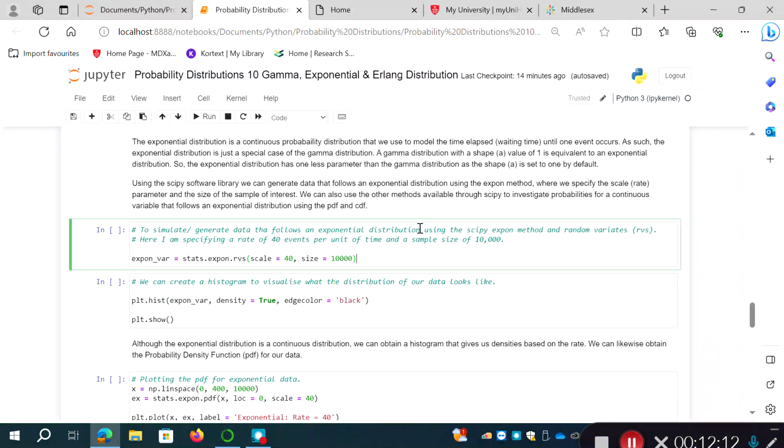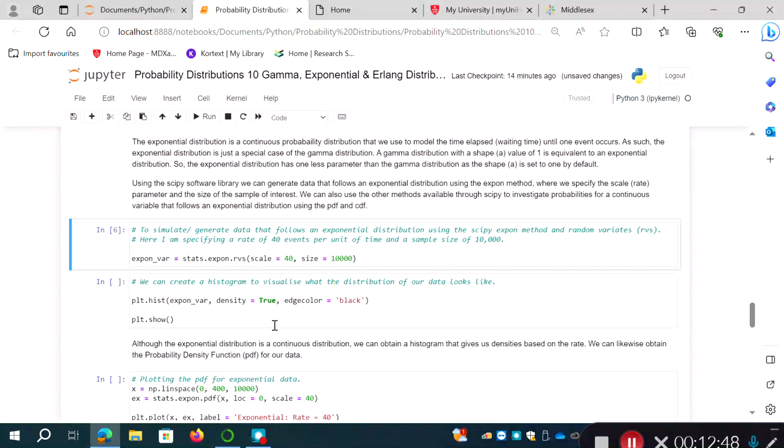Okay, so in this cell, what I'm doing is simulating, generating data that follows an exponential distribution using the SciPy expon method and the random variates method. You've seen me do this before in previous videos. I'm using stats.expon.rvs, and we're specifying the scale, the rate, 40 events, and the size of our sample, 10,000. And I'm saving this as a new object called expon_var, exponential variable, something like that.